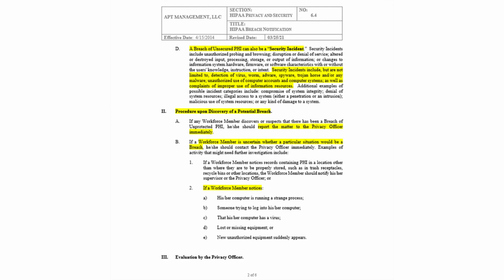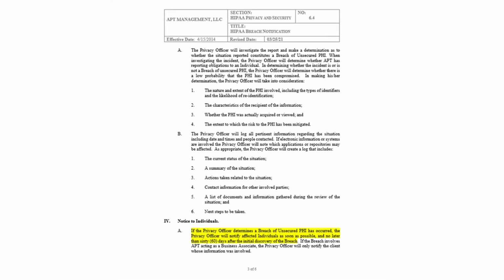Examples of activity that may indicate a data breach include computers running strangely, suspicious login activity, computer viruses, lost or missing equipment, and new unauthorized equipment appearing without warning. To prevent data breaches, do not take patient charts home. All patient notes are to be completed in the clinic. Also, be aware of phishing scams by email or phone.